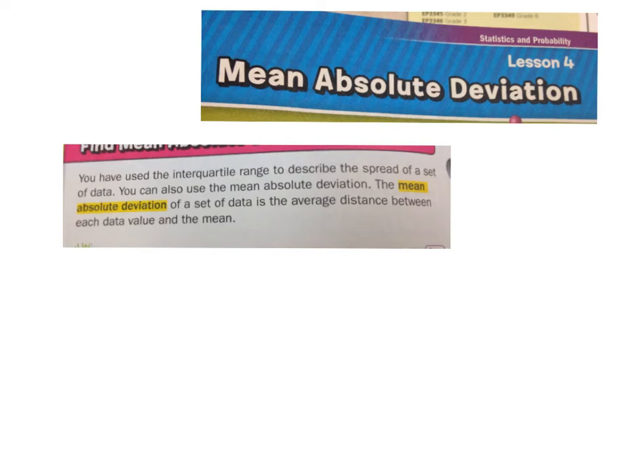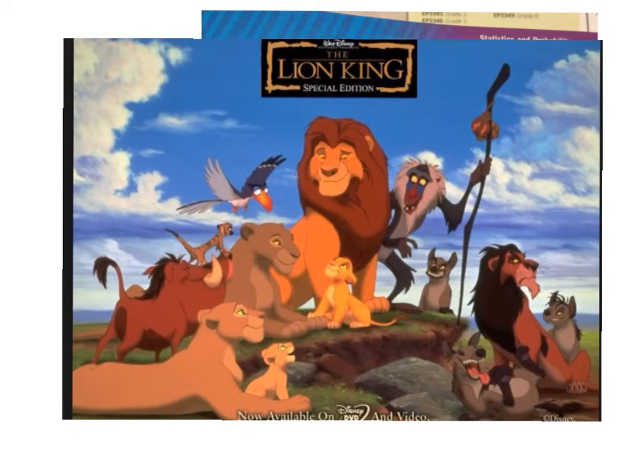This is Chapter 11, Lesson 4, Mean Absolute Deviation. So you have another vocabulary word. Your vocabulary word is the mean absolute deviation, which, for a set of data, is the average distance between each data value and the mean. So let's look at some examples. Your code for this lesson is the Lion King.